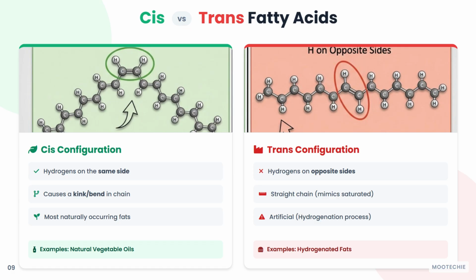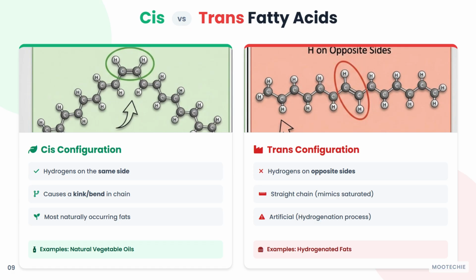In a cis configuration, the hydrogen atoms are on the same side of the double bond. This causes a pronounced kink or bend in the fatty acid chain. This is the configuration of most naturally occurring unsaturated fats. Examples include natural vegetable oils.